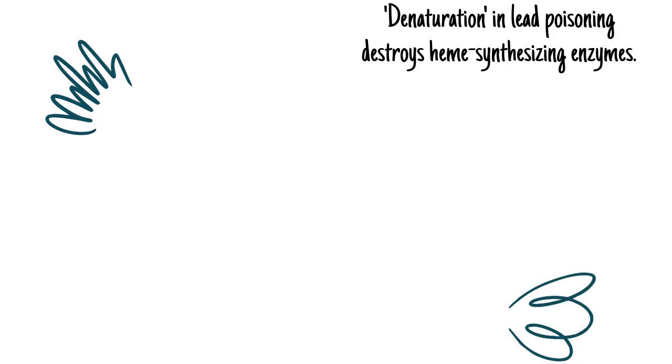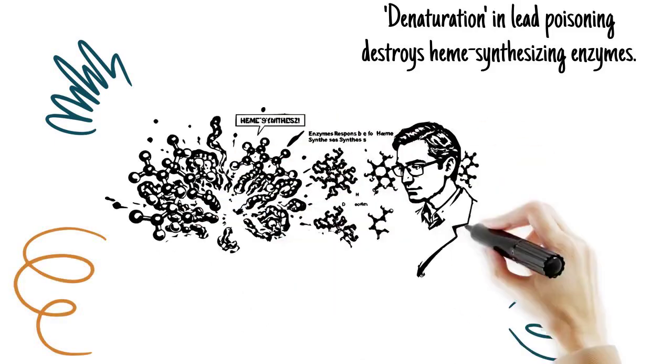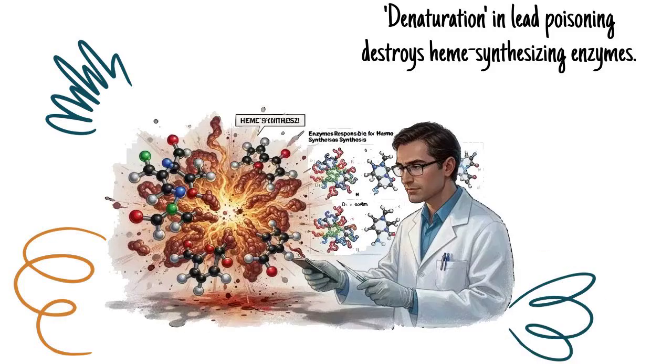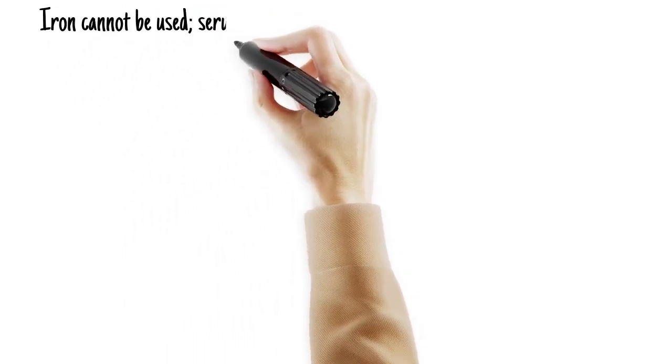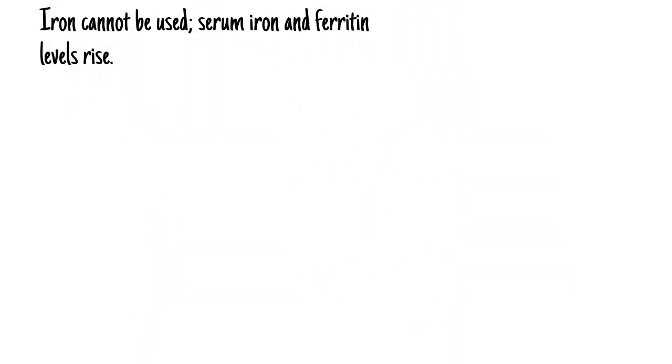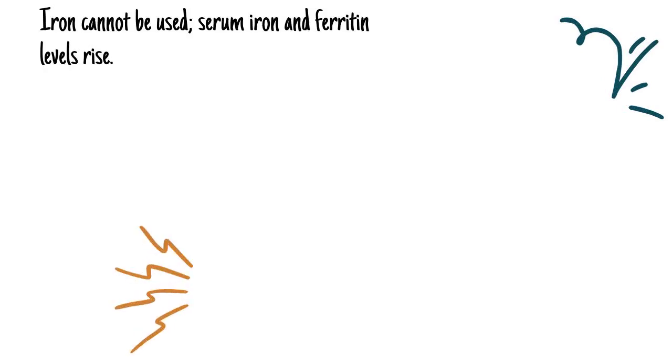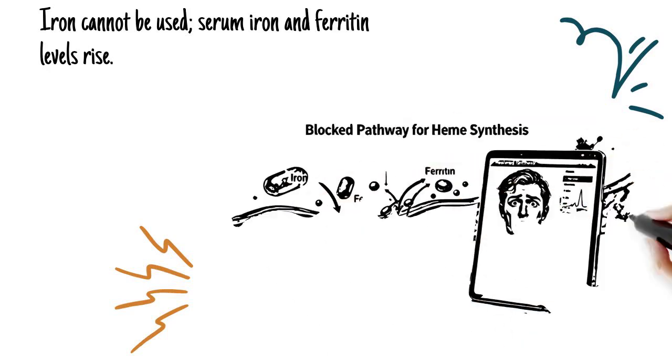This is not a reversible inhibition of enzyme activity. Denaturation means the enzyme protein itself is structurally destroyed. When those enzymes are gone, heme cannot be assembled properly, and iron cannot be incorporated. Because iron is not being used, it backs up in the system.